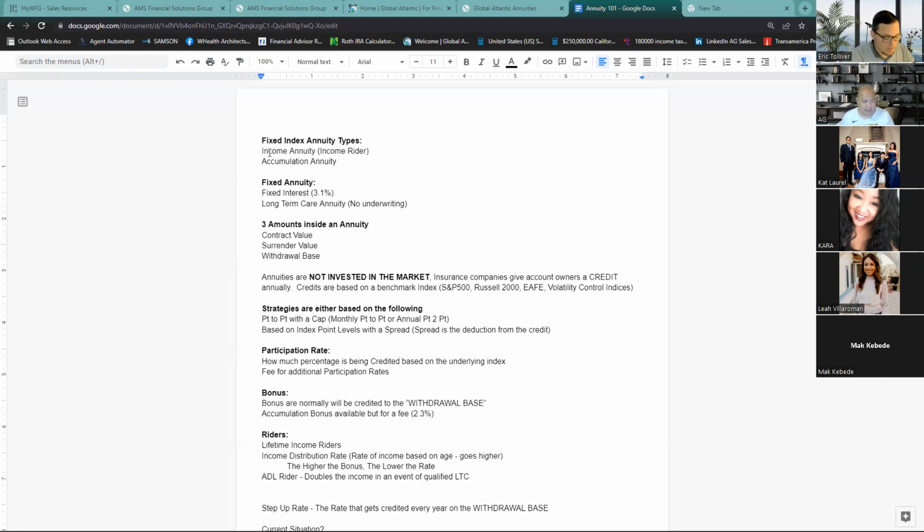The second one is a fixed annuity. A fixed annuity, think about it as like a CD, but giving more interest, and maybe it's a little bit longer. It's the one that gives the highest rate right now, and I know it's not as high as stock, but there are people who just want to keep their money safe and have a little bit of interest, and that's a fixed annuity. Right now the interest is about 3.1. I think it went up to about 3.5. I have to double check when we run the illustrations in a little bit.